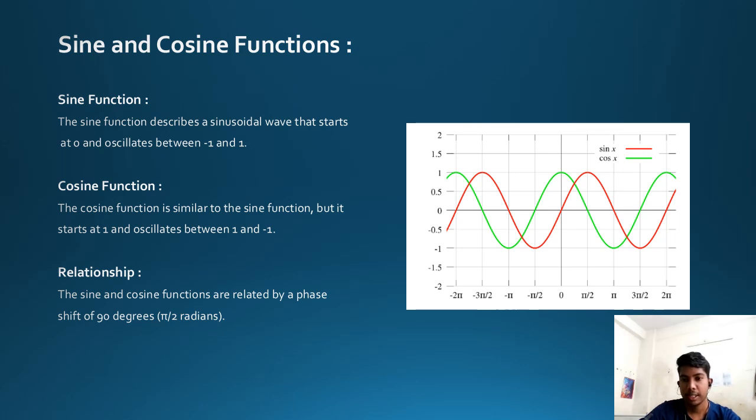And if we see the relation between these sine and cosine graphs, the sine and cosine graphs are related by a phase shift of 90 degrees, that is pi by 2 radians.